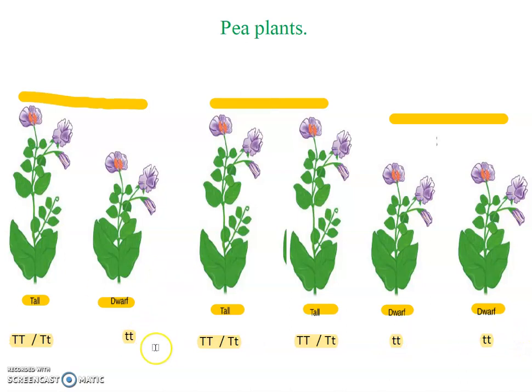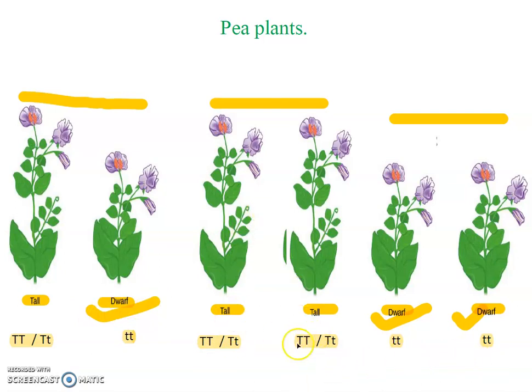So the dwarf plant, the short plant, has small t and small t, because this is a pure one. If there is a capital T, it may be a tall plant. So a dwarf plant is always homozygous, meaning there are two similar genes. This is homozygous, this is homozygous, because there are the same genes.